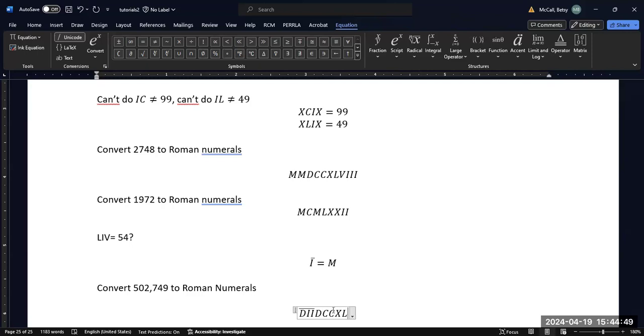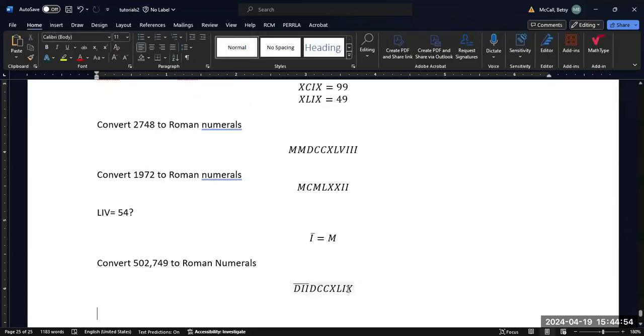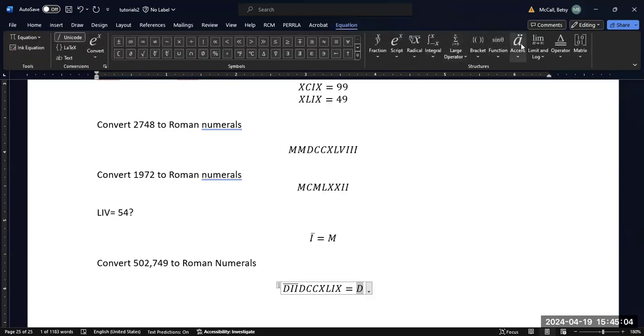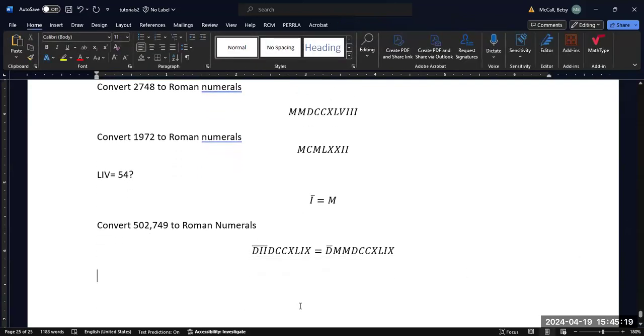49, 40, and then 9. This would be the equivalent also of writing D with a bar over it, which would just be the 500,000, and then DCC XLIX. These are, again, equivalent representations in Roman numerals. Either one of these is fine.